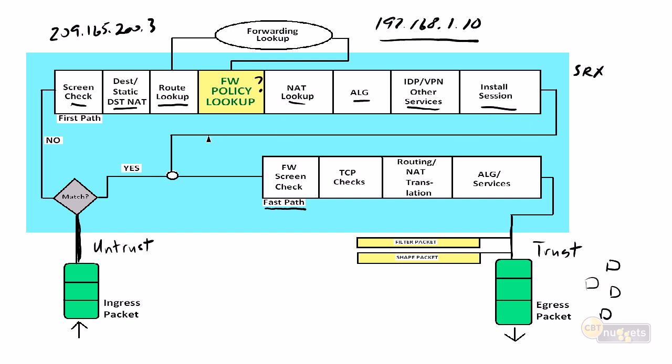And then we kind of come back over here and we can start moving into these processes. Now, like I said, if it's already an existing session, it just skips all this and goes right to a firewall screen check, a TCP check, routing, NAT translation, application layer gateway, other services. And then it's going to be sent to its destination interface, which in our case is an interface associated with the trust zone. And there's some other things that go on here, a filter packet, a shape packet. Ultimately, though, we're getting to our destination.